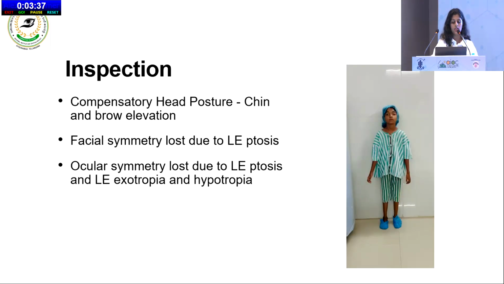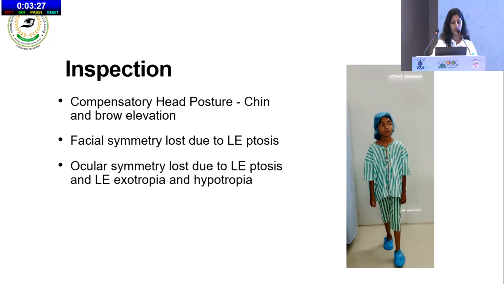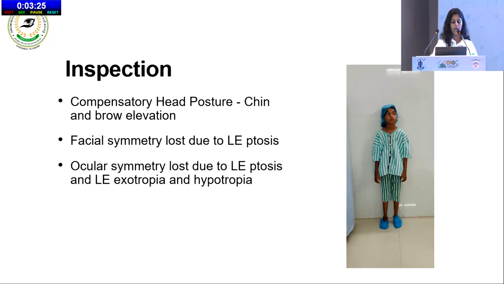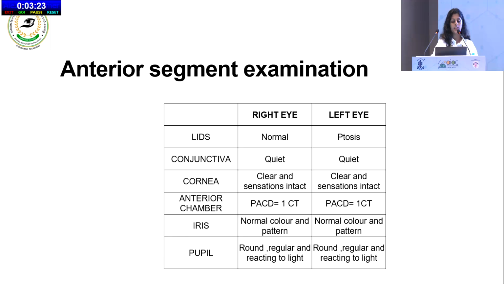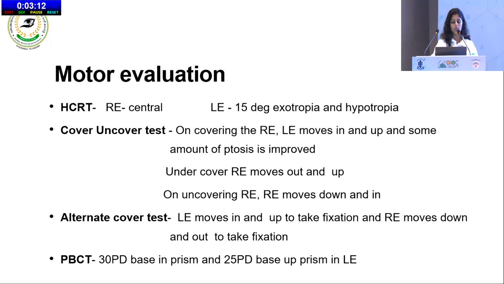On inspection, she had chin and brow elevation, and facial symmetry was lost due to left eye ptosis. Ocular symmetry was lost due to left eye ptosis and left eye exo and hypotropia. Anterior segment examination of the right eye was within normal limits and left eye showed ptosis and the pupil was round, regular and reacting to light. Post-dilated examination was within normal limits in both eyes.